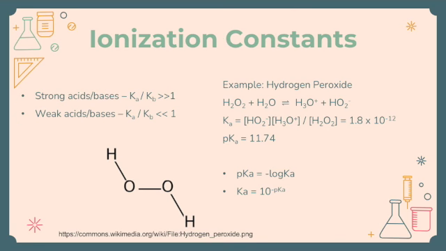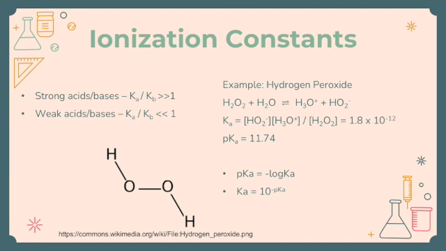Every acid and base has a specific value that describes its strength, which is quantified by its equilibrium constant for the reaction describing its ionization in water. This value is called the ionization constant, Ka for acids and Kb for bases.